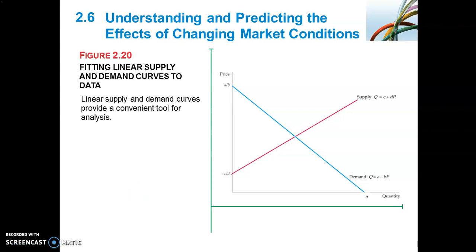We continue with part 4 of chapter 2 with section 2.6, understanding and predicting the effects of changing market conditions. We can use supply and demand curves to analyze and predict the effects of changing market conditions by using numbers. In order to do so, we must learn to fit the linear supply and demand curves to data.